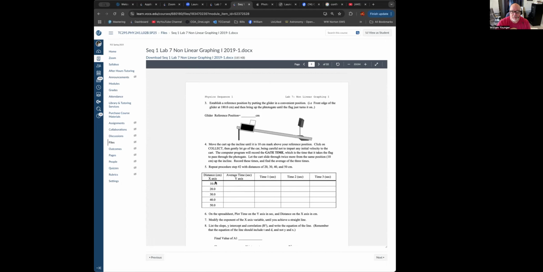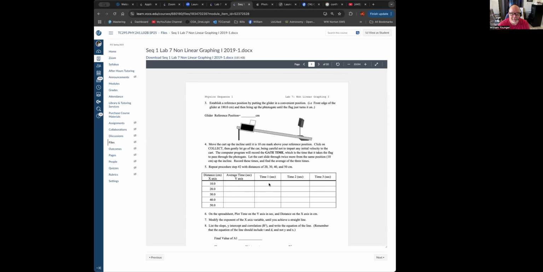So we would let the cart slide down the incline, which, again, I'm saying slide, but it's a nearly frictionless incline, so it's really just hovering down the incline. And after 10 centimeters, it's going to allow you to measure the velocity at the end of that 10 centimeters. It's going to just measure the amount of time it takes that flag to pass through the photo gate at the end of the 10 centimeters.